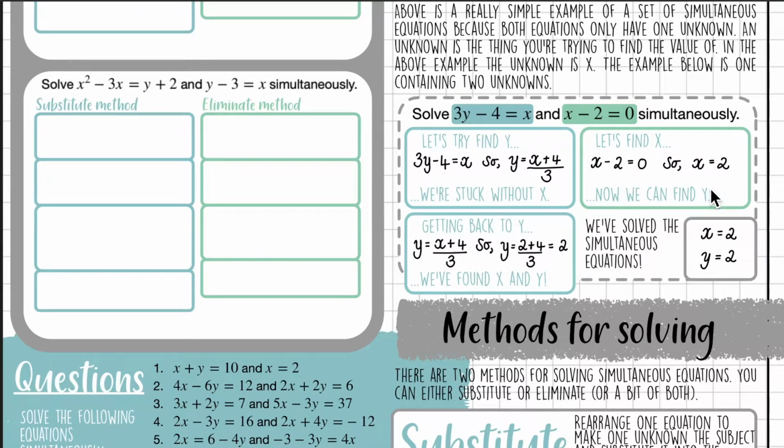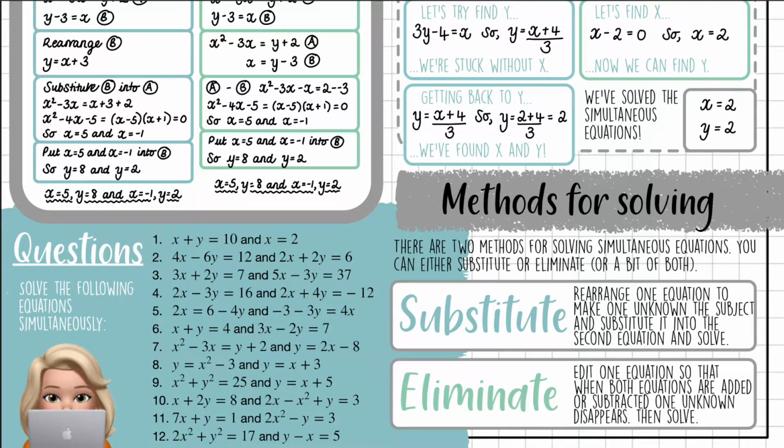Yeah, we rearranged this second equation to find x is 2. We then put this value of x into this equation here to find what y was. The eliminate method involves editing one of the equations so that the two equations can either be added or subtracted from one another so that one of the unknowns disappears. I'm going to go over two examples now, and in each of them I'm going to go through the substitute method and the eliminate method.